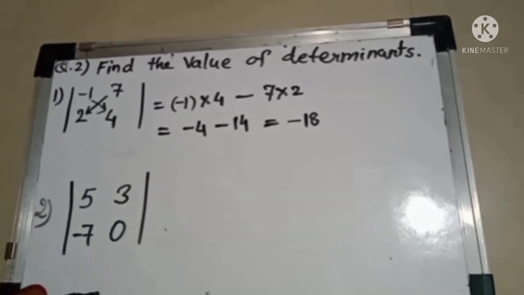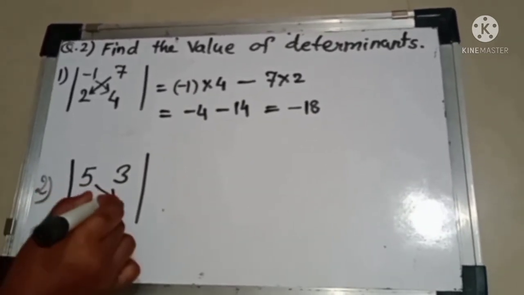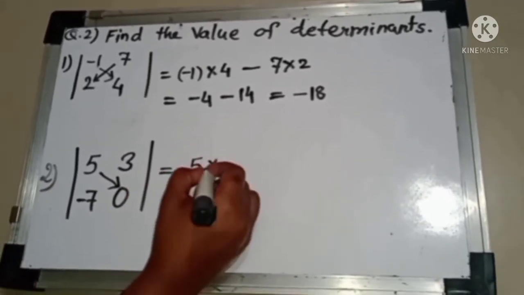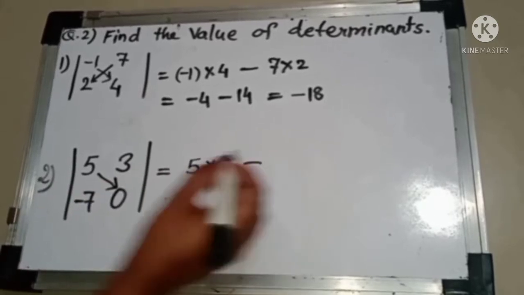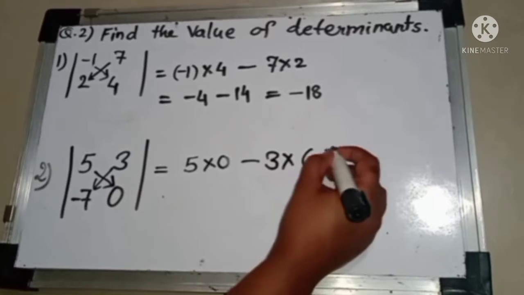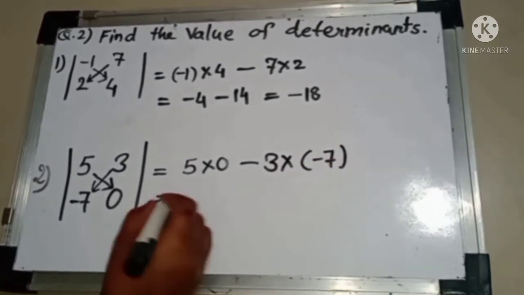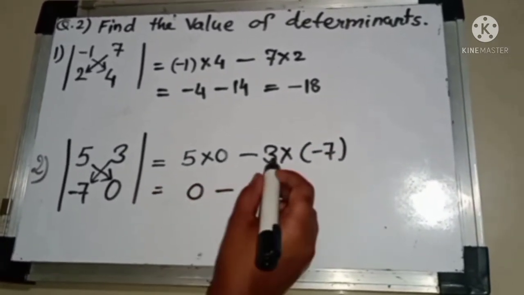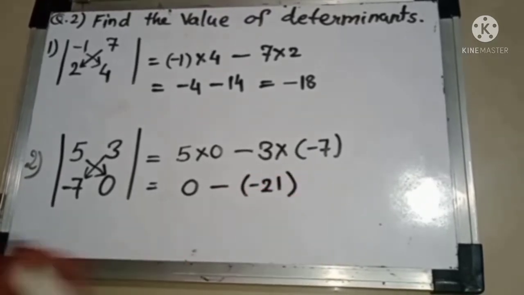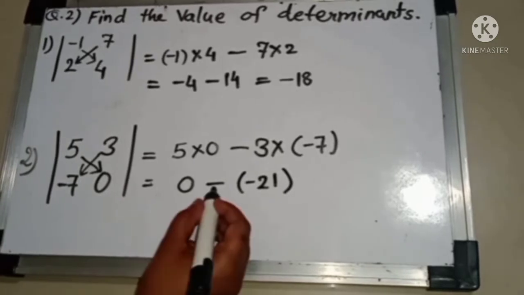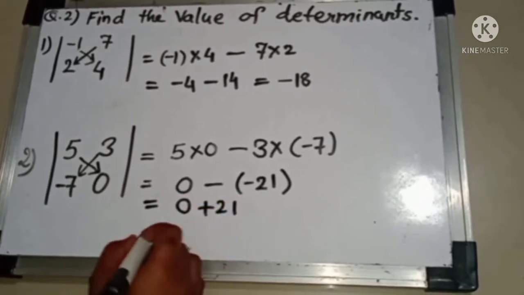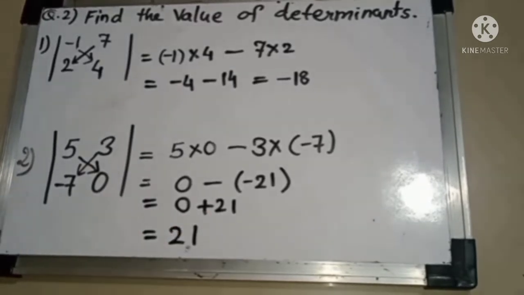Okay, now we will start with the next question. Same method. 5 into 0, minus sign, 3 into minus 7. 5 zeros are 0, minus 3 sevens are 21. Now you see, can you see the minus sign is there? So minus minus will become plus. So 0 plus 21, and you will get the answer of 21.